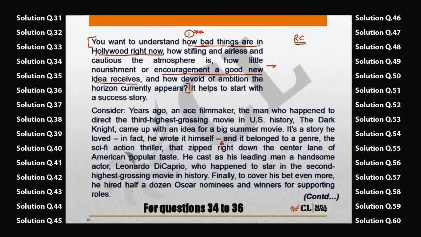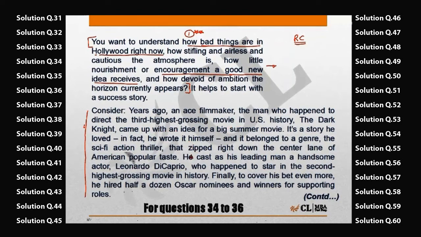In fact, he wrote it himself and it belonged to a genre, the sci-fi action thriller that zipped right down the center lane of American popular taste. He cast as his leading man a handsome actor, Leonardo DiCaprio, who happened to star in the second highest grossing movie in history. Finally, to cover his bet even more, he hired half a dozen Oscar nominees and winners for supporting roles. Nothing much is to be taken from here, a lot of details.